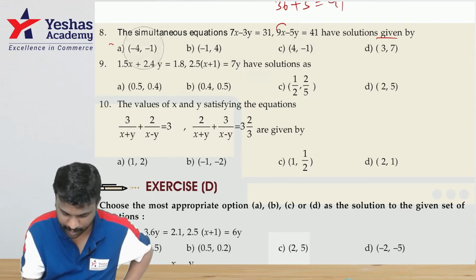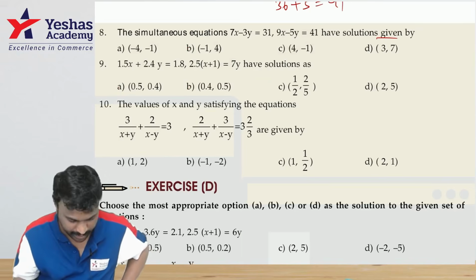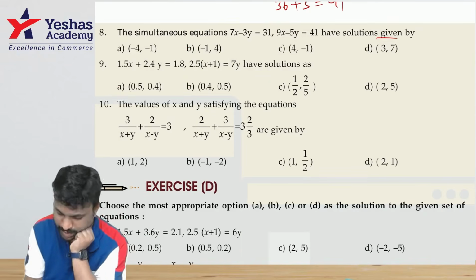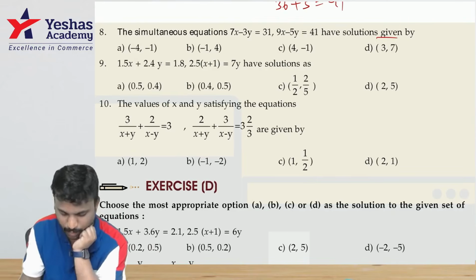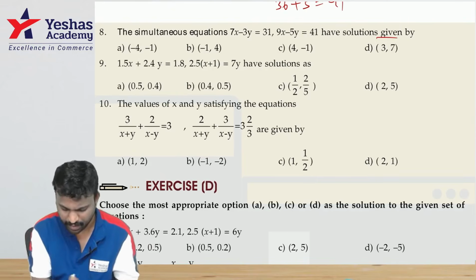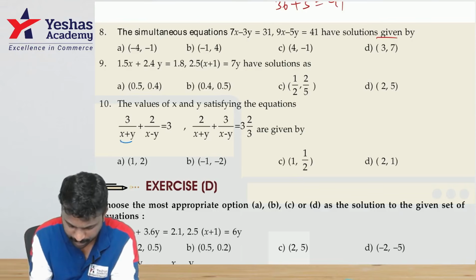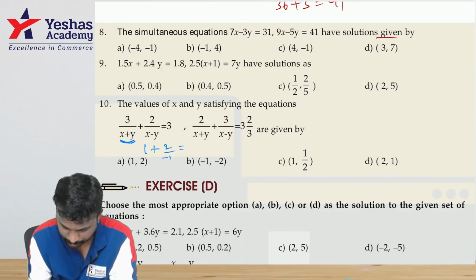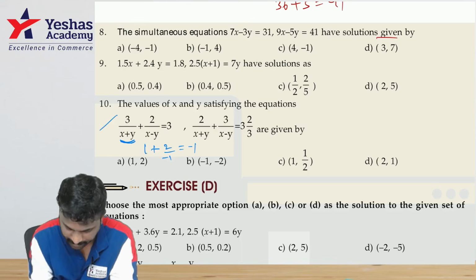Moving on to the next question, that is question number 10. Guys, where are the options? Where's the right answer? In the options. So what do you basically do? Plug in the options. Guys, first option, if I plug in, 1 plus 2 is 3, 3 by 3 is 1. And 2 divided by 1 minus 2 is minus 1. So definitely this will fetch you minus 1. It's not plus 3.